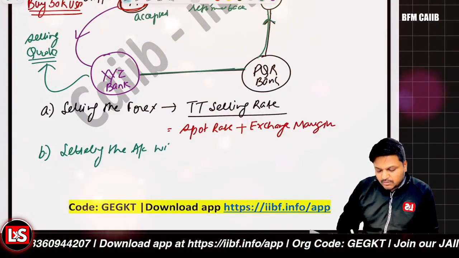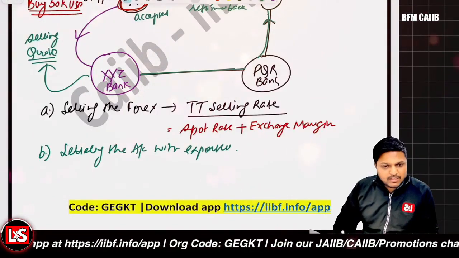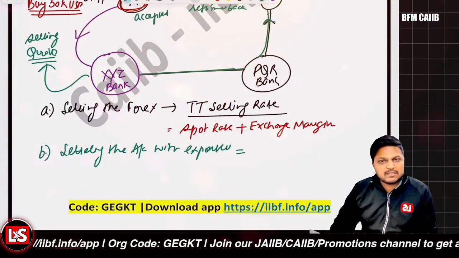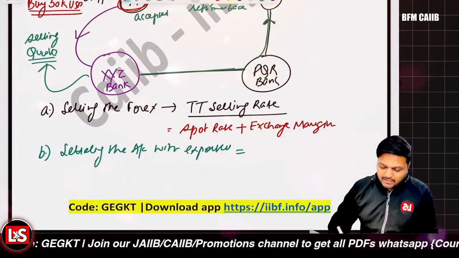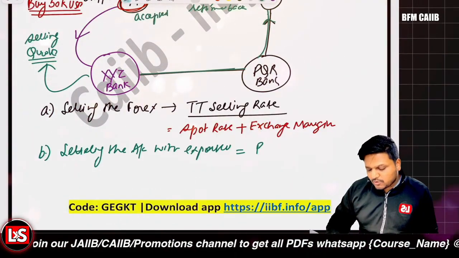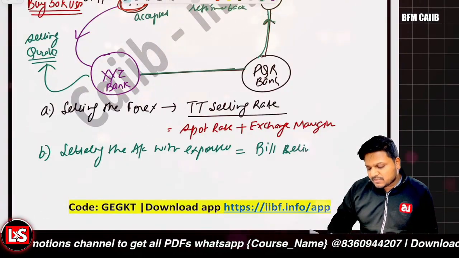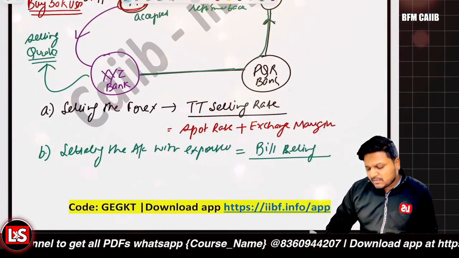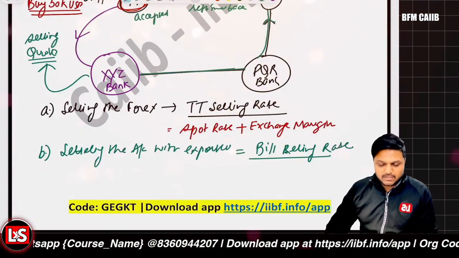Settling the account with the exporter. That's the second leg that is to be done after selling the foreign currency to the customer, right? And that's a time lag. So the bills rate would be applicable here. And because it was a selling cost, it's the bills selling rate which will be applicable there, right?